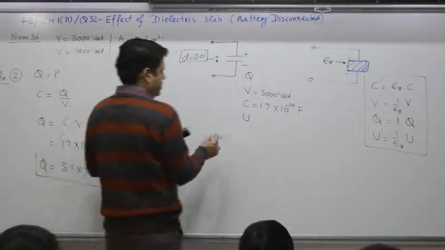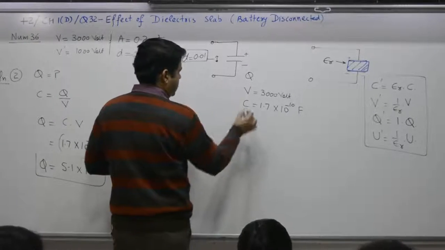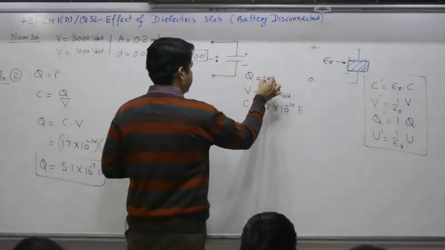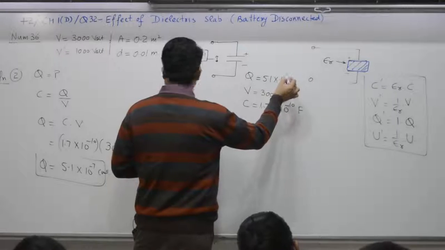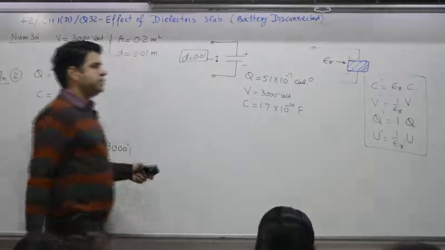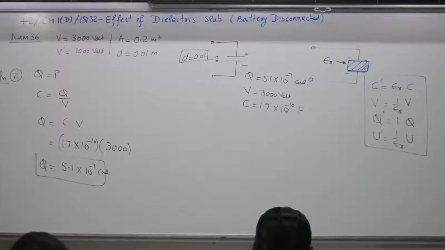Charge Q is equal to 5.1 into 10 raised to the power minus 7 coulomb.